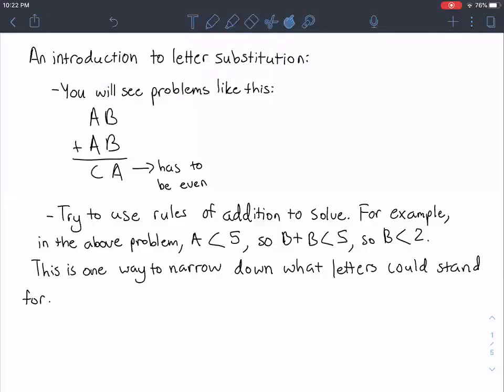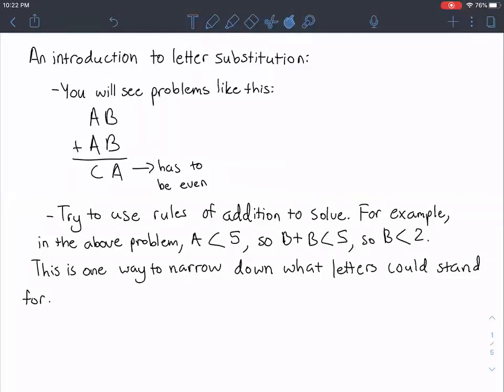Hello, and welcome to this video on letter substitution. In this video, we're going to go over an introduction to letter substitution, and you're going to see these problems rather often in Math Olympiad. You're going to see problems like the following.